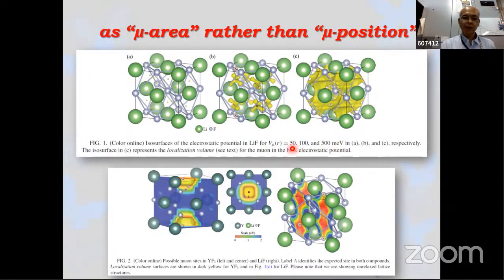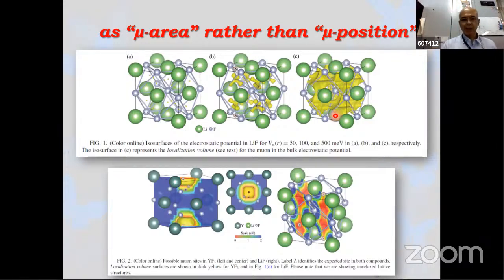But how do we think about 50, 100, 500 millieV? Does this level of the interaction have to be included or not? The answer is yes. For instance, in our case, La2-xSrxCuO4, the zero-point vibration energy is just at this level. That means the muon can run around this area, so we cannot specify the muon position anymore. We have to discuss the muon position as an area or as a volume.